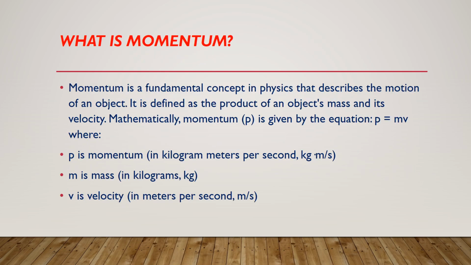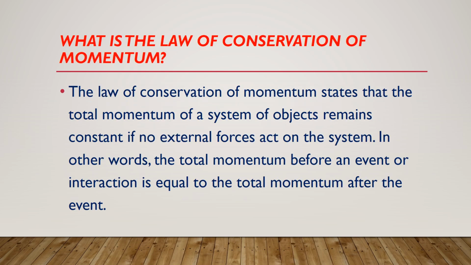What is momentum? Momentum is a fundamental concept in physics that describes the motion of an object. It is defined as the product of an object's mass and its velocity. Mathematically, momentum is given by the equation P is equal to mv, where p is momentum in kilogram meters per second, m is mass in kilograms, and v is velocity in meters per second.